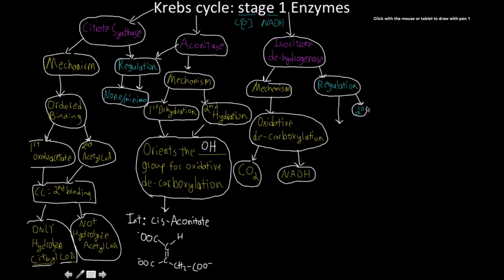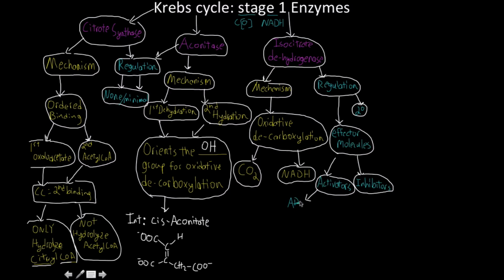As far as regulation goes, this is one of the secondary regulation sites that we have here, and the way that we do this is we have certain activators and inhibitors, as you could imagine, that mostly work by means of a negative feedback loop, which is nothing really new. For activators, we have ADP, and for inhibitors, we have NADH and ATP. One thing that I wanted to make about isocitrate dehydrogenase is that obviously if it has effector molecules acting on it, it is an allosteric enzyme.